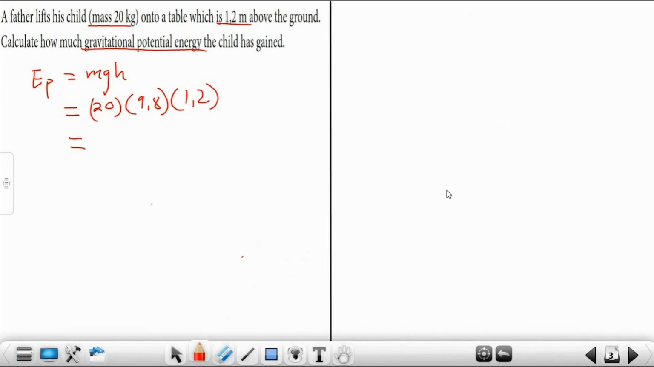So if you take your calculator, what's the answer? So my answer is 235,2 joules. And then that is us now getting our nice 3 marks.